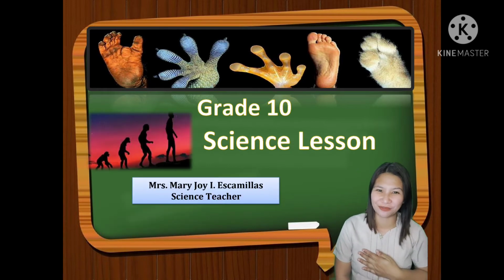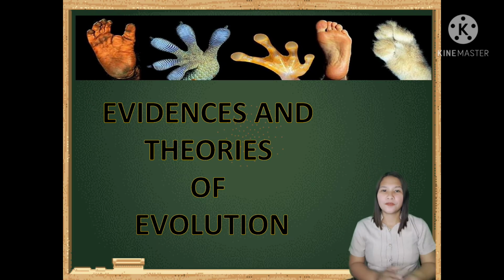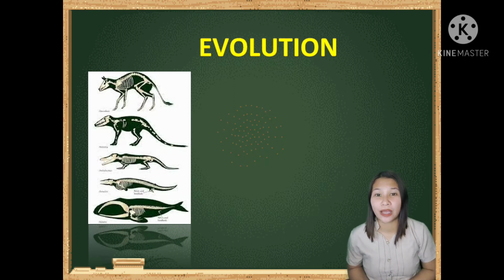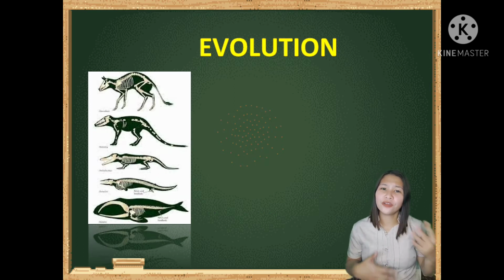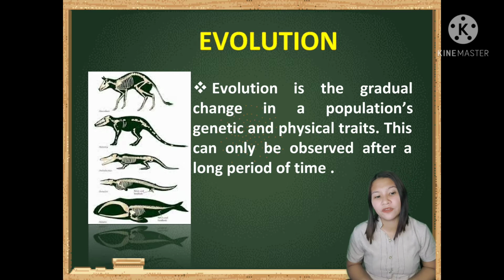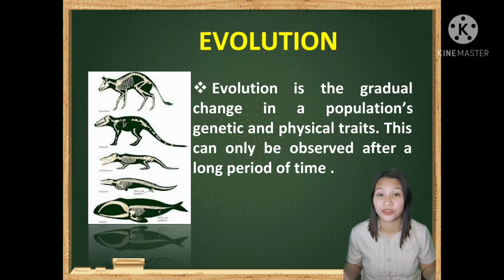Marizoy Itis Cabillas. Our first lesson for today is about evidences and theories of evolution. Let us first define what is evolution. So evolution is a gradual change in population's genetic and physical traits. This can only be observed after a long period of time.